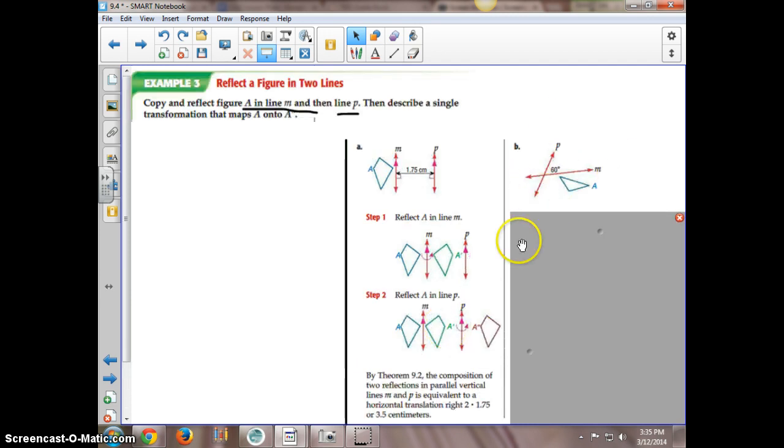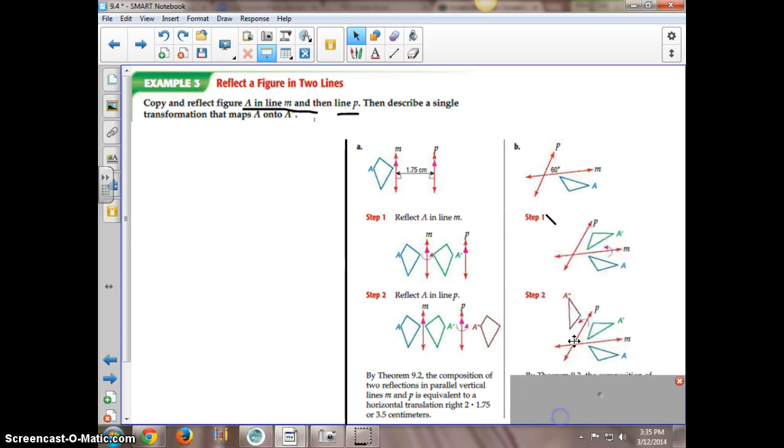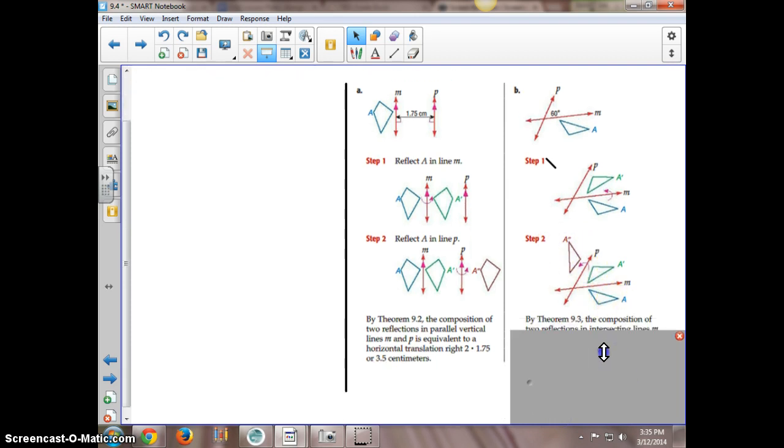So if we have intersecting lines, well, how does that change? If we reflect A over line M and then over line P, our pre-image and our image look like this. So we can see now that the angle that we originally had between those two lines is doubled. So the distance between these two, the image and the pre-image, is now 120 degrees. It's a 120-degree counterclockwise rotation.